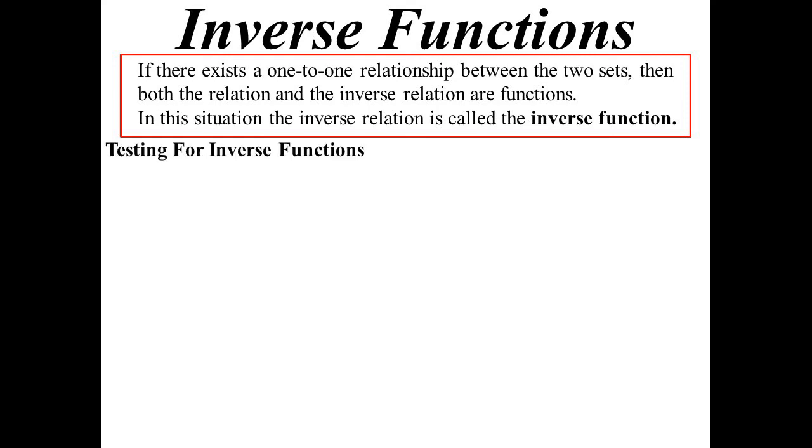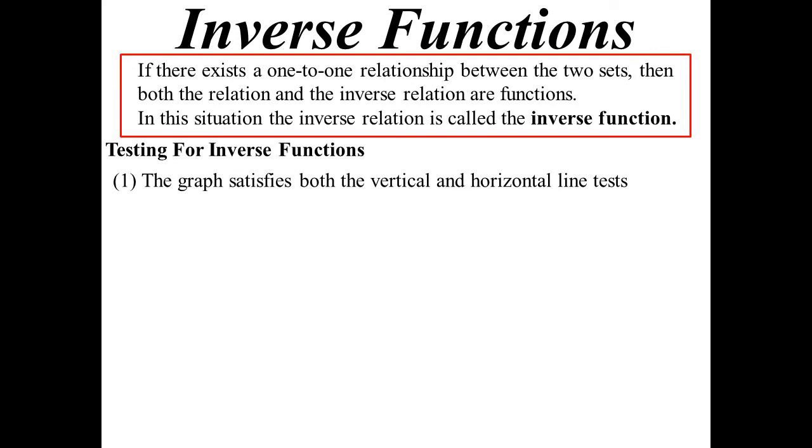How do you test for an inverse function? It will satisfy both the vertical and the horizontal line test. Because if we're reflecting in y equals x, in order for it to be a function, it would have to satisfy the vertical line test. But if we're then going to swap the y's and the x's around, in order for it to be an inverse function, it would have to satisfy the horizontal line test, so that when we do the swapping, the new graph will satisfy the vertical line test.